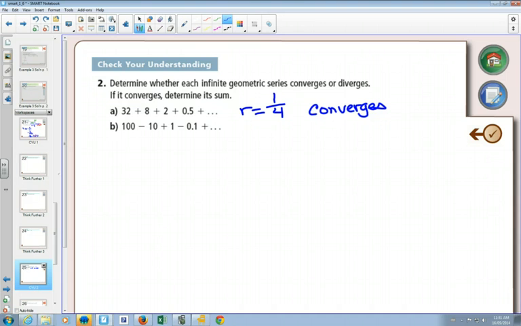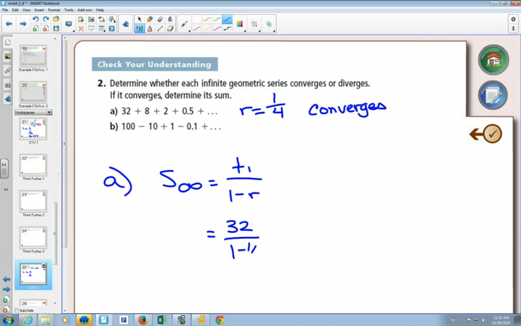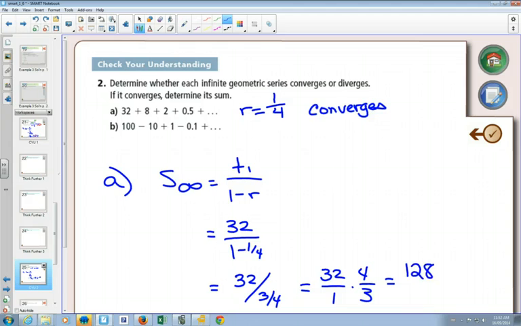So if we want to find that sum to infinity, term 1 over 1 minus r, term 1 is 32, 1 minus 1/4. Now when you have a whole number divided by a fraction, your whole number can be written as a fraction. So same thing, I have 32 over 1 divided by 3/4 is the same as multiplying by the reciprocal. And we get 128 over 3.